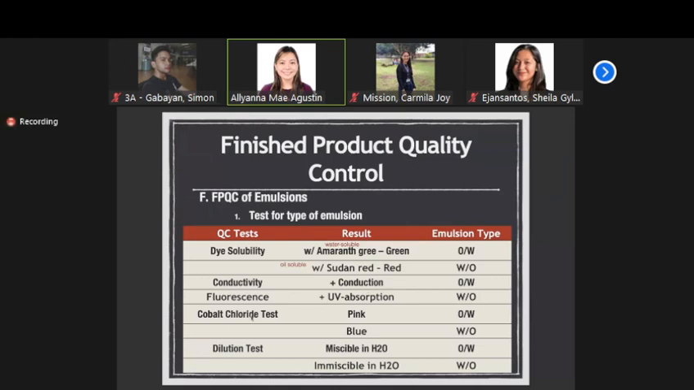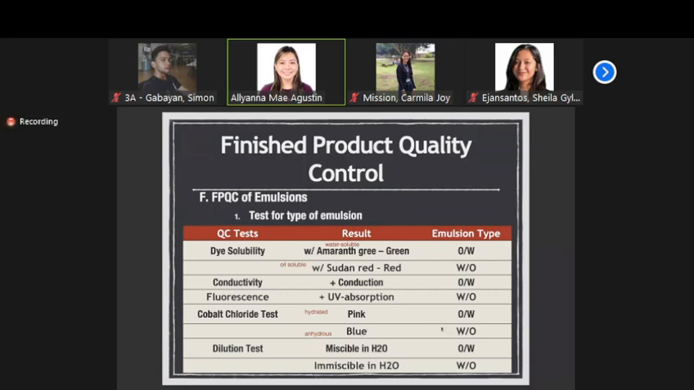Cobalt chloride test. Si cobalt chloride, class, pag basa siya, it is pink. No, pag hydrated siya, it is pink. Pag dehydrated or anhydrous, it is blue. So, hydrated siya, nag-come in contact siya with water, so that's oil in water. Nag-come in contact siya with oil, so walang water, anhydrous, so blue, water in oil.